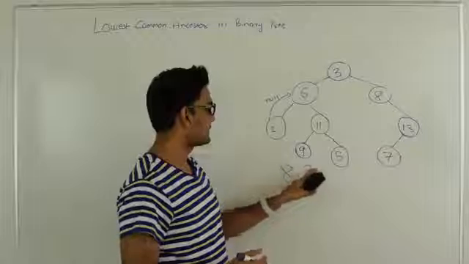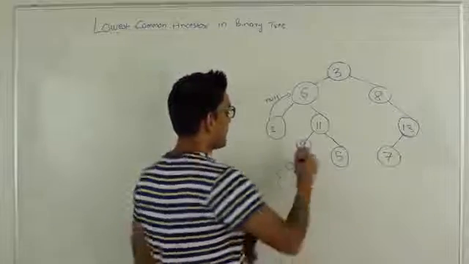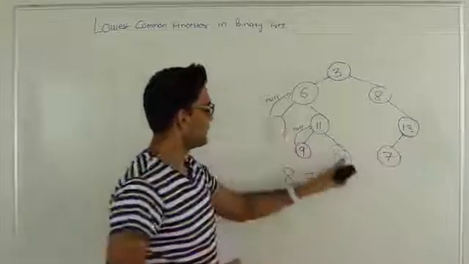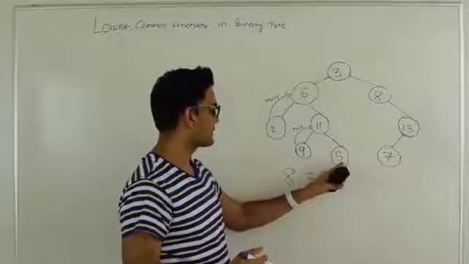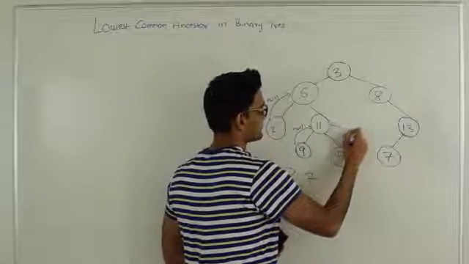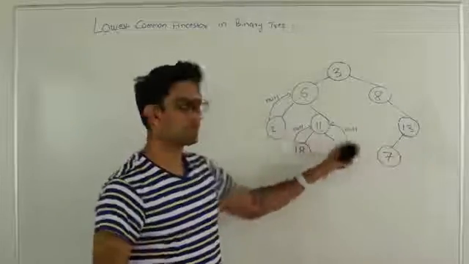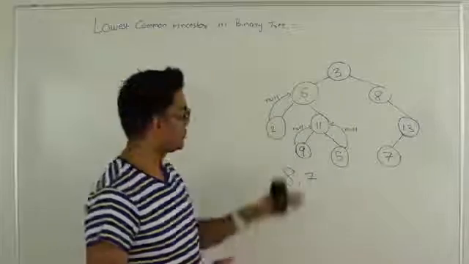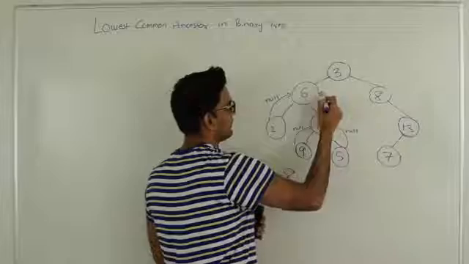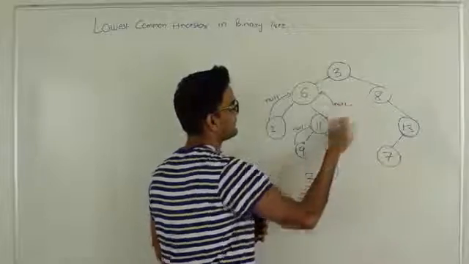11 is not same as 8 or 7. 9 is not same as 8 or 7, so 9 returns null. Then we go on the right side. 5 is not same as 8 or 7, so this returns null. So 11 is getting null from both the sides, so 11 is not going to be anyone's ancestor. So 11 returns null from itself.